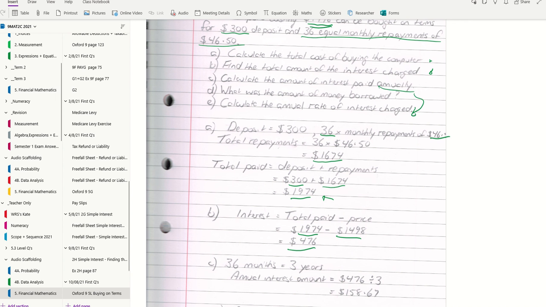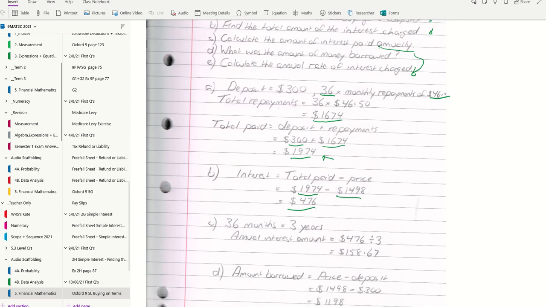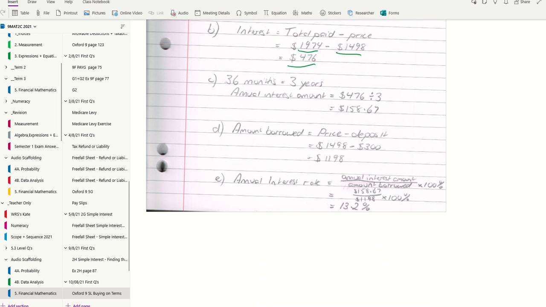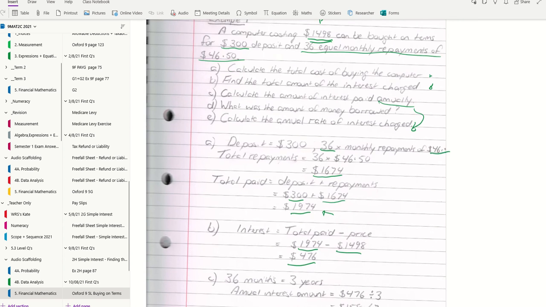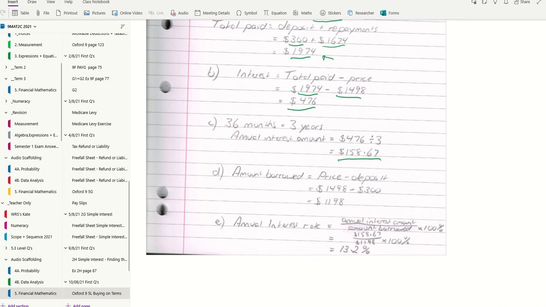Now it asks us to find that amount of interest paid annually because we need that to be able to work out our annual rate of interest, which is what we did yesterday. So 36 months is 3 years. So the annual interest is simply the total interest we paid divided by 3, which is $158.67 per year.